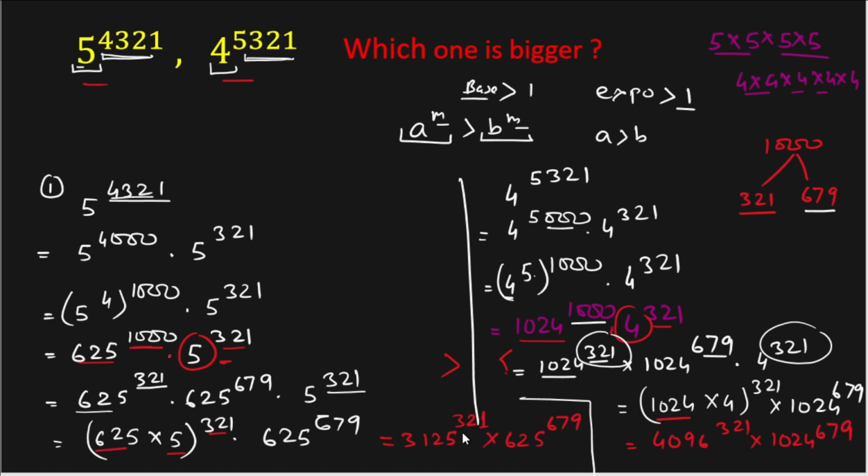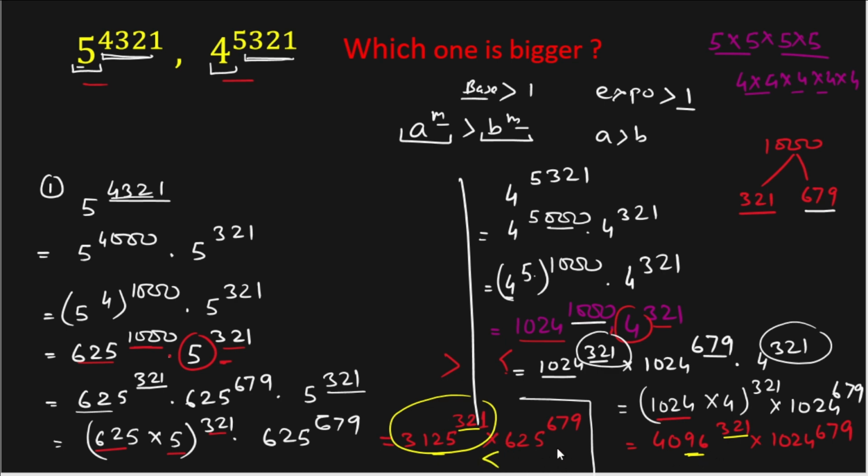So friends, if we look at the exponent value of the first factor, it is 321 on both sides. Now we'll compare the base. The base value of the first factor is less than the second one, so the value of the whole term will be less than the second one.